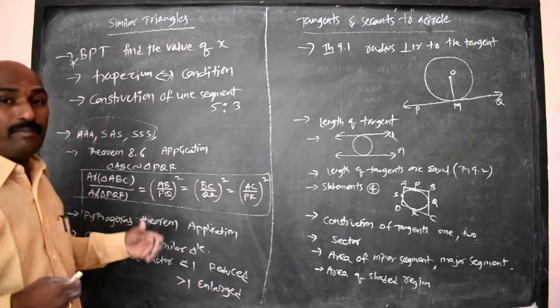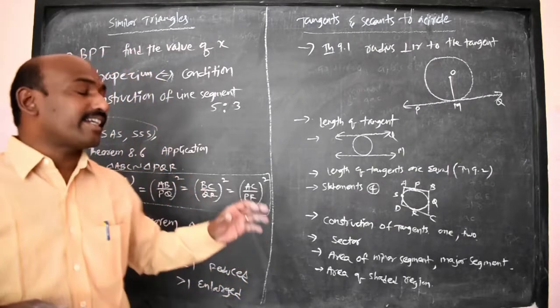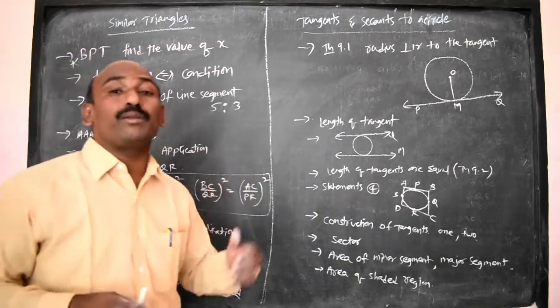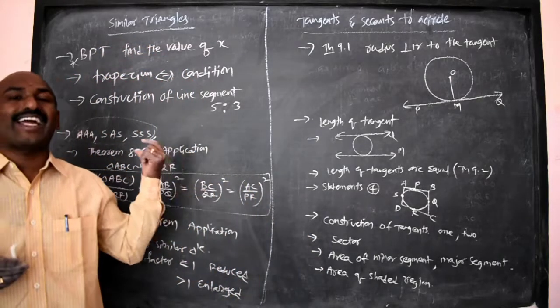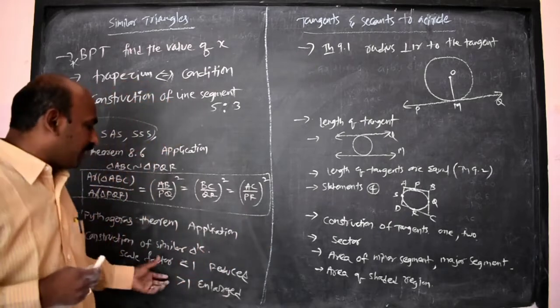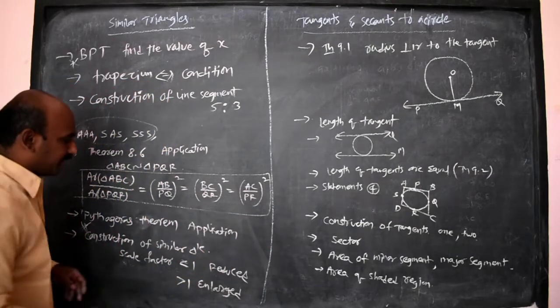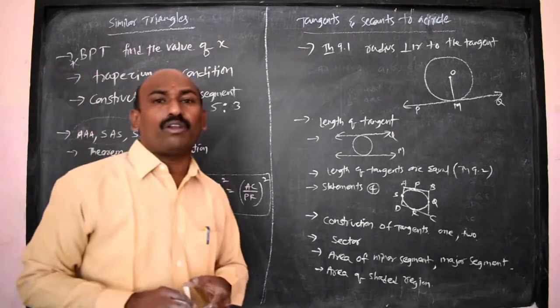And we can verify by using similarity conditions. Sides ratio will be the same, and angles are also equal. Then we can conclude that both triangles are similar. In that way we can find out. This is very important, construction of tangent. Like this we can follow.